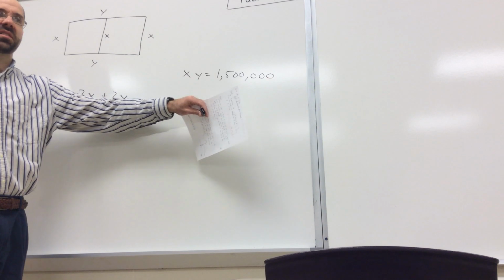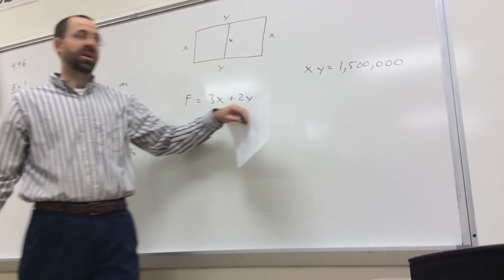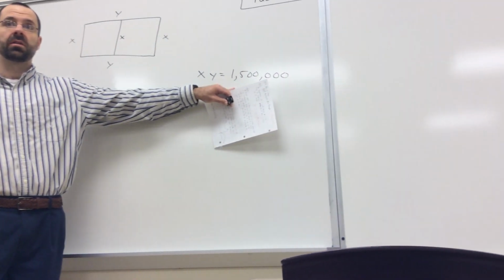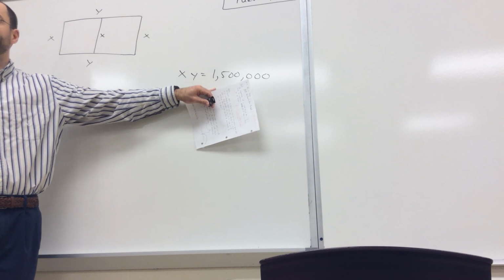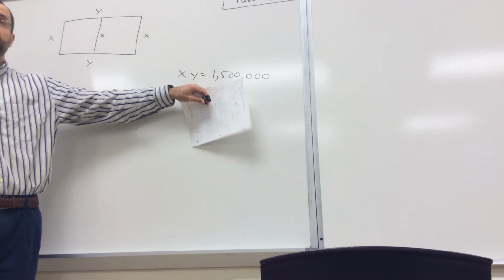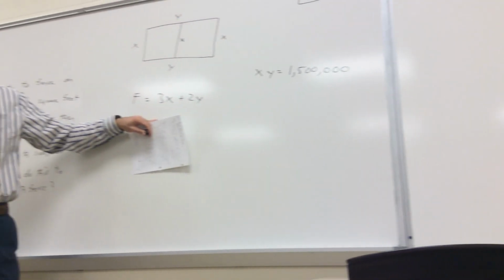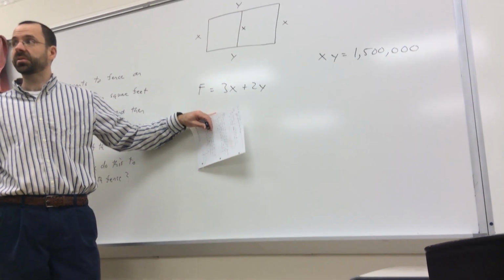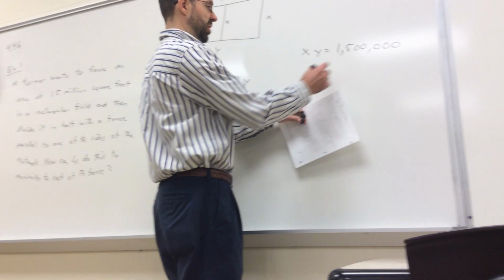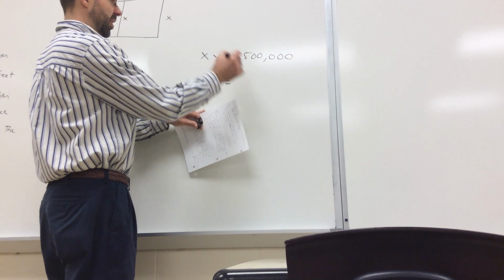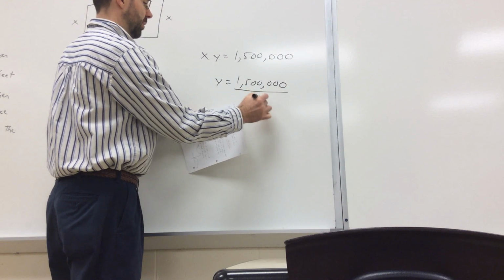The reason I keep emphasizing that is people get this equation mixed up with this equation. Sometimes people accidentally do the derivative of this one. But since we're not trying to minimize or maximize area, that's why this isn't our focus. We're trying to minimize the amount of fence. So that's why this is our focus. We're just using this to get rid of one of the variables. So I'll divide by x. So y is 1.5 million divided by x.